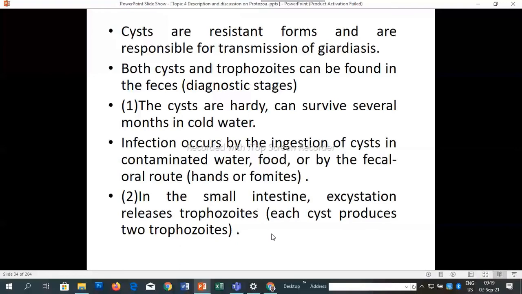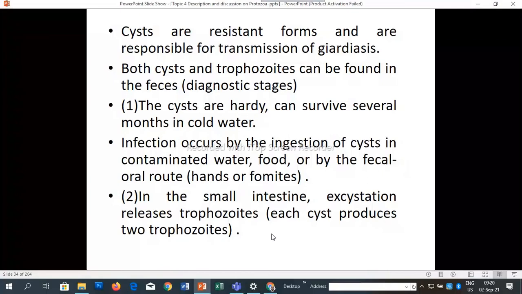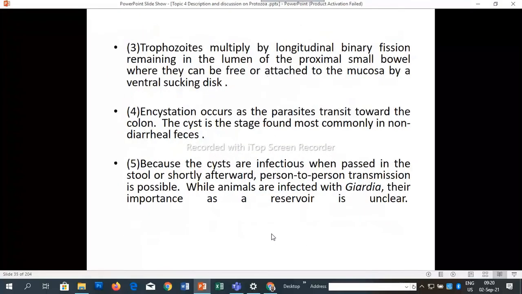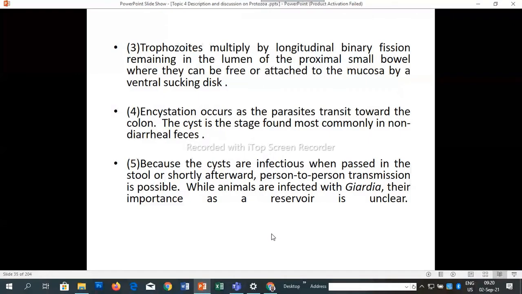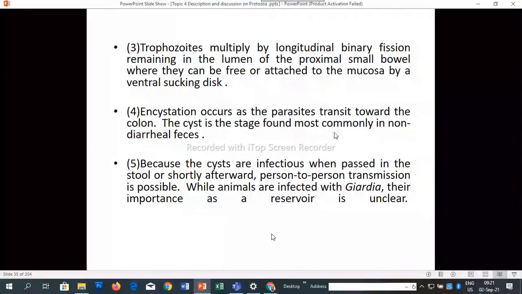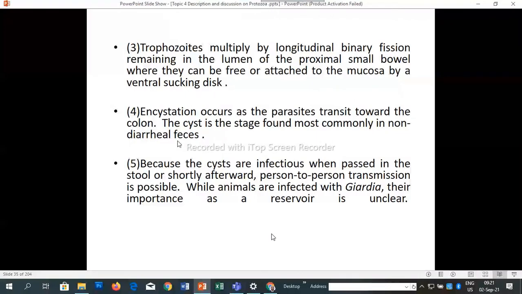Trophozoites will multiply by longitudinal binary fission, remaining in the lumen of the proximal small bowel, where they can be free or even attached to the mucosa by the ventral sucking disc. You have seen the sucking disc, those big things that look like eyes. So encystation occurs as the parasite transits toward the colon, meaning that in the colon, the conditions are not favorable. The cyst is the stage found most commonly in non-diarrheal feces. It means that this person is a carrier of the parasite.